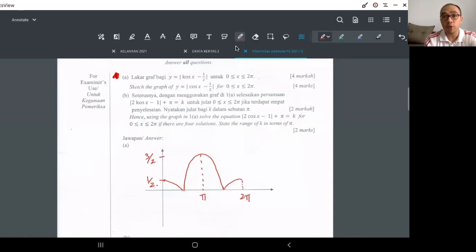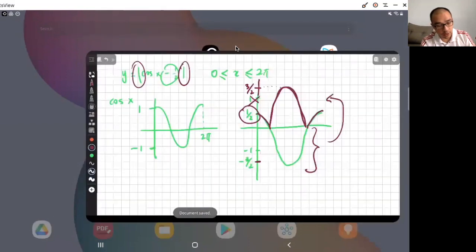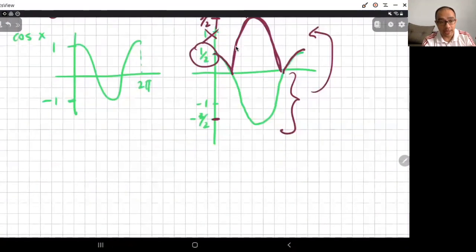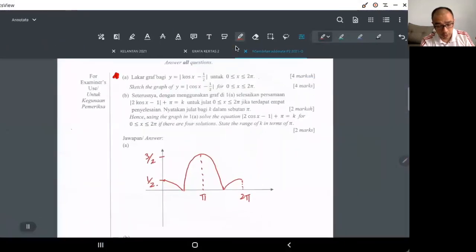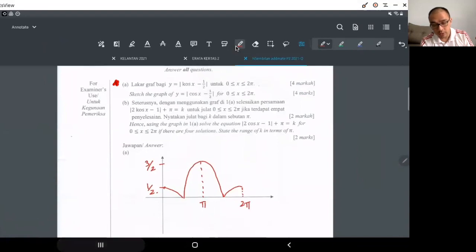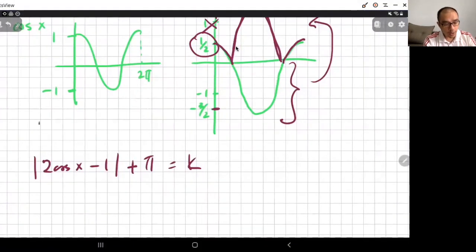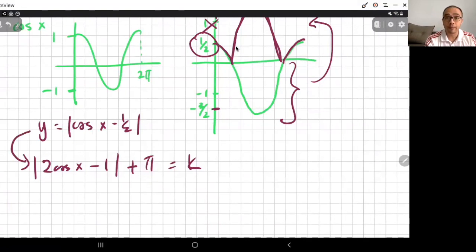But first, you still have to do the same thing, which is to find the equation. So we have the 2 equations over here, the standard one, y equals |cos x minus half|, and the other one is 2|cos x minus 1/2| plus pi equals k. Am I right? So how do I fit this |cos x minus half|, the modulus? How do I fit this y inside here?